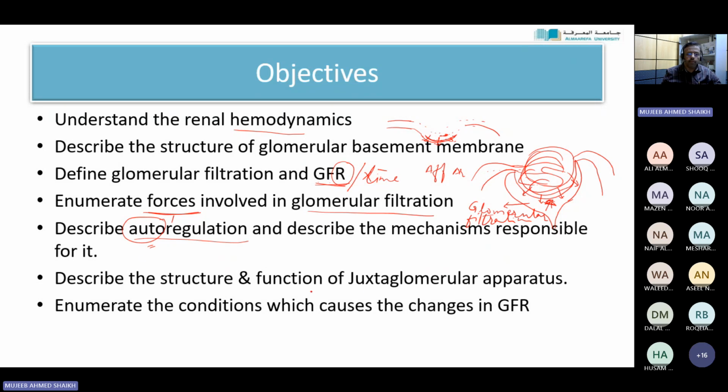Then we will describe the structure and function of the juxtaglomerular apparatus. We have already seen the structure, but we will go into detail and see how it functions. Then we will see the conditions in which there is a change in the GFR. GFR will sometimes increase, or in some diseases or clinical conditions it will decrease. We will see the factors which affect the GFR, and what we call these conditions.